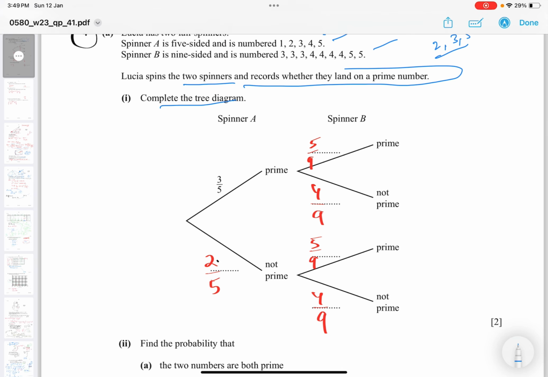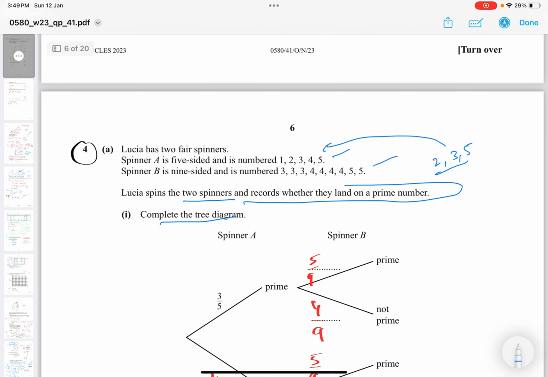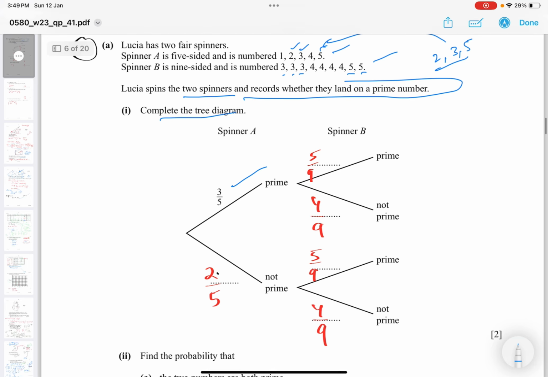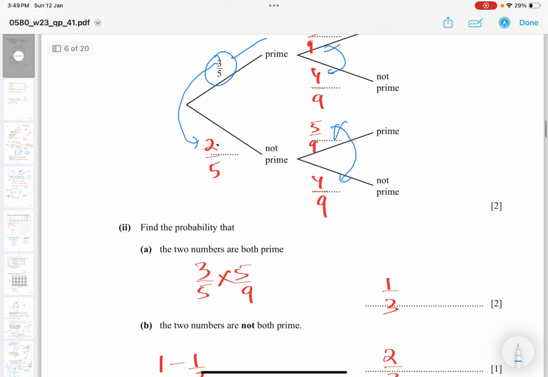Prime number for spinner A. We can clearly see that spinner A has 1, 2 and 3 prime numbers, so it would be 3 by 5. Spinner B has 1, 2, 3, 4, 5, so it would be 5 upon 9. Alright. So non-prime over here would be 2 by 5 and over here would be 4 by 9. We can just write it down and complete the tree diagram.